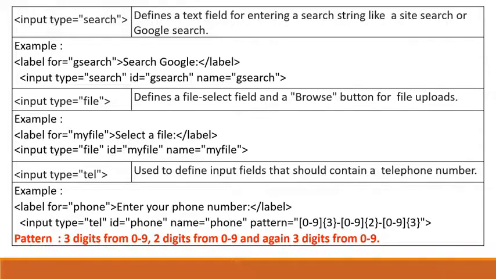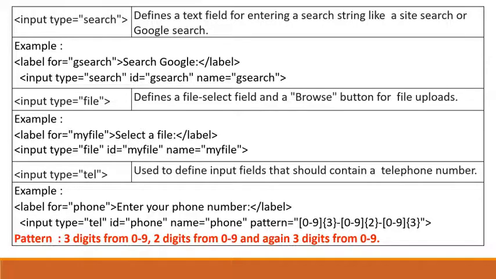In square bracket 0 dash 9 square bracket complete, in curly bracket 3, again dash, again in square bracket 0 to 9, then curly bracket 2, dash, again in square bracket 0 to 9 and curly bracket 3, bracket complete. Now whatever is given in the curly bracket, that is the number of digits you are going to enter, and whatever is given in the square bracket, that is, you can select the numbers from 0 to 9.